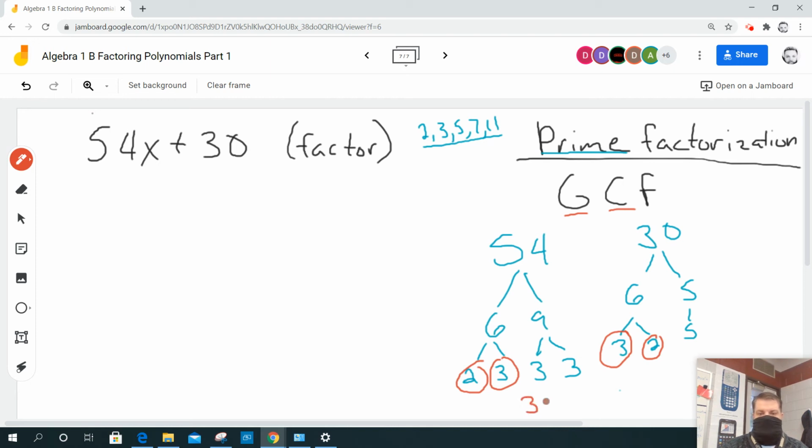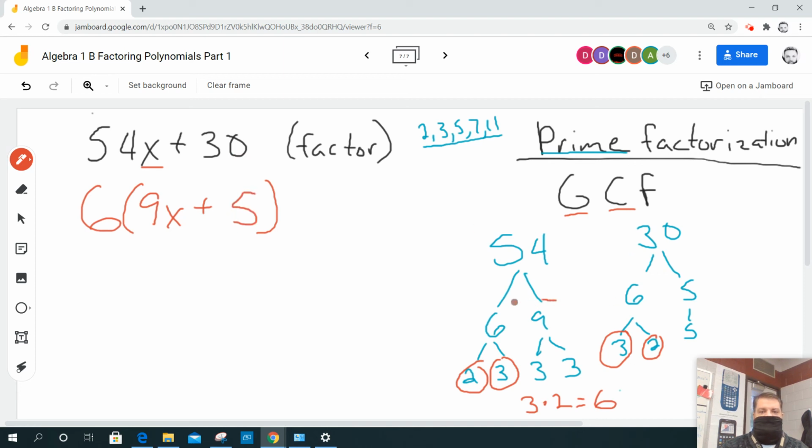So I say 3 times 2 equals 6. So I did all that work to figure out that I could factor out a 6. Now I only have one x. So I can't factor out any x's. So now I got to think, what do I multiply to get 54x? Well, 6 times 9 is 54. And then I got to tack on the x. Now, to get a positive 30, I've got to multiply 6 by positive 5.